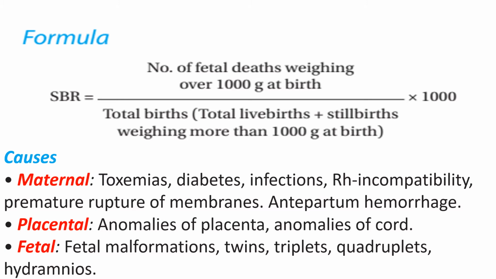Maternal: toxemia, diabetes, infection, RH incompatibility, premature rupture of membranes, antepartum hemorrhage. Placental: anomalies of placenta, anomalies of cord. Fetal: malformations, twins, triplets, quadruplets, hydramnios.